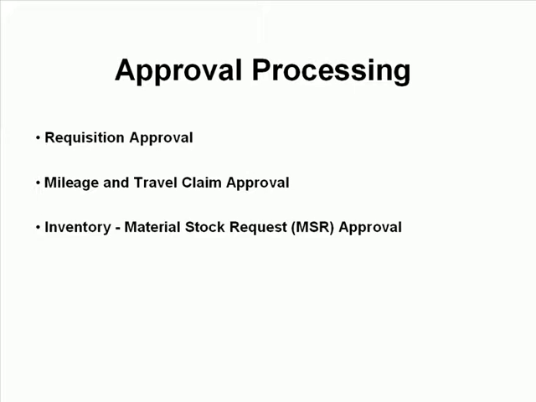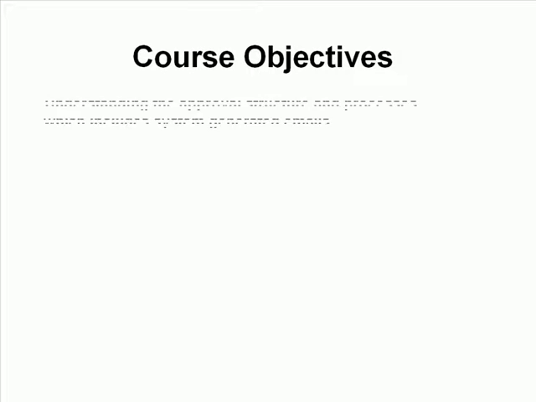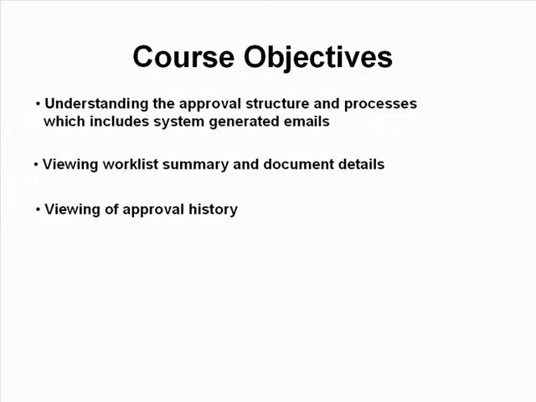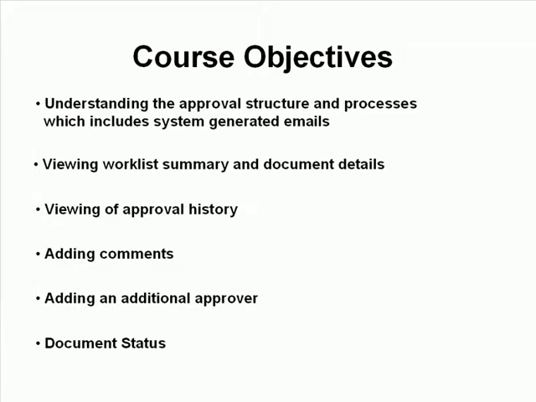Welcome to Approval Processing. You should have your copy of the Approval Processing Manual handy for referral and making notes. During this session, we will cover requisition, mileage and travel claim, and inventory material stock request approvals. The course objectives include understanding the approval structure and processes, which includes system-generated emails, viewing work list summary and document details, viewing of approval history, adding comments, adding an additional approver, and document status.